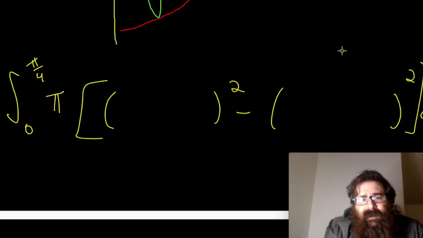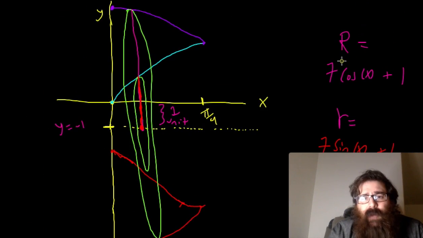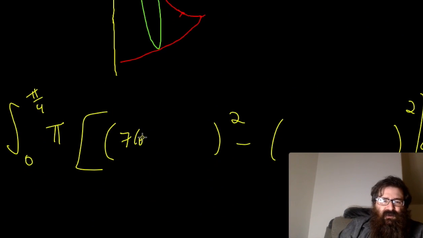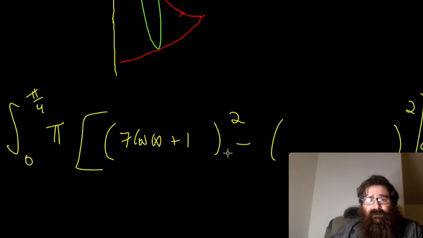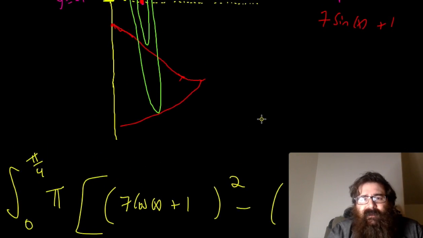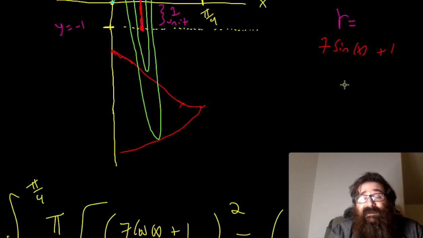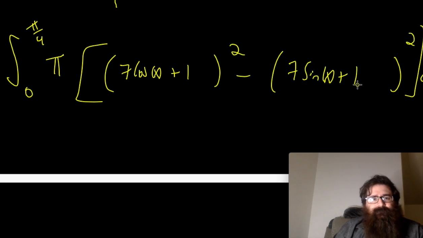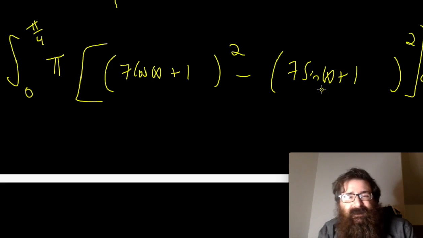Since we have bounds on x, we found these. We said the outer radius is 7 cosine x plus 1. And all of that needs to be treated as the outer radius, and I have to square all of it. And then we said that the inner radius was 7 sine of x plus 1. We had that extra distance we had to travel for each of these. This is our setup, so I'm going to leave you here.